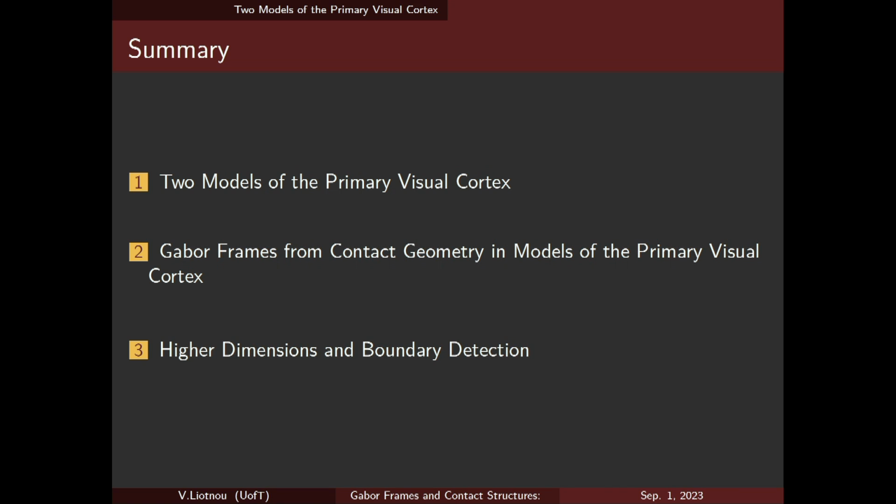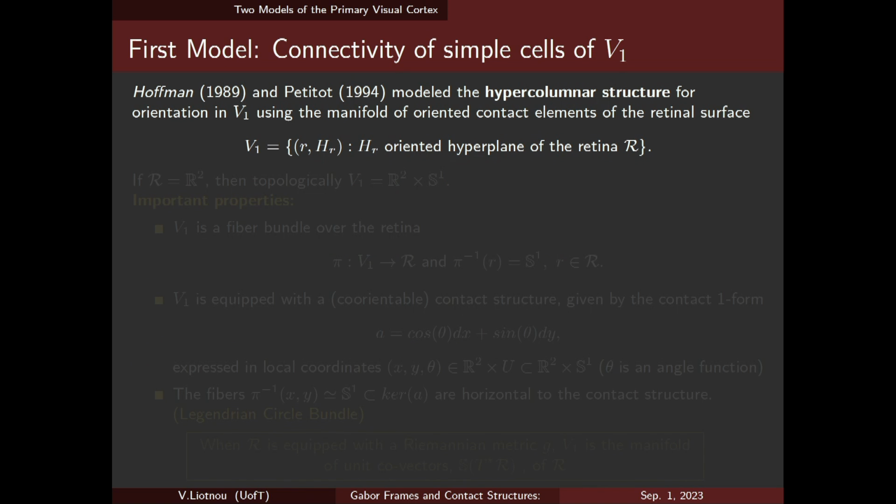The structure will be the following. I will roughly describe the two models we were based on. Then in the second part, I will present the model. And at the end, if there's enough time, I will mention some extensions of this.